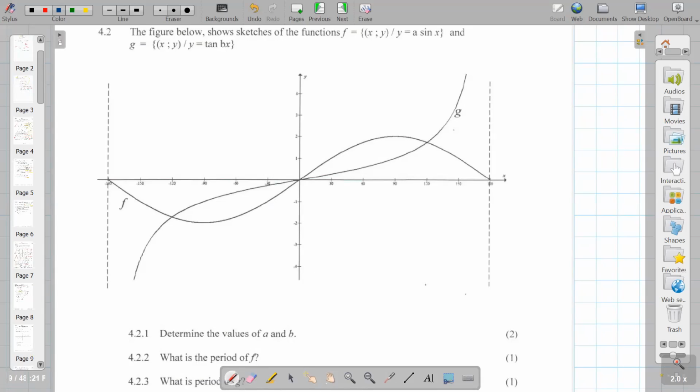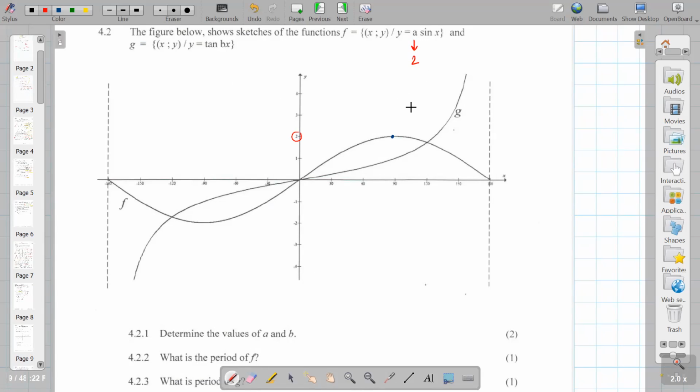They gave the graphs, so we find the missing ones. As you see, the curve is for sine, and the tangent is the one with the asymptote lines. Now, what do we see about the sine, A? It goes up till 2. And that's why I can tell you A is equal to 2. That's it.